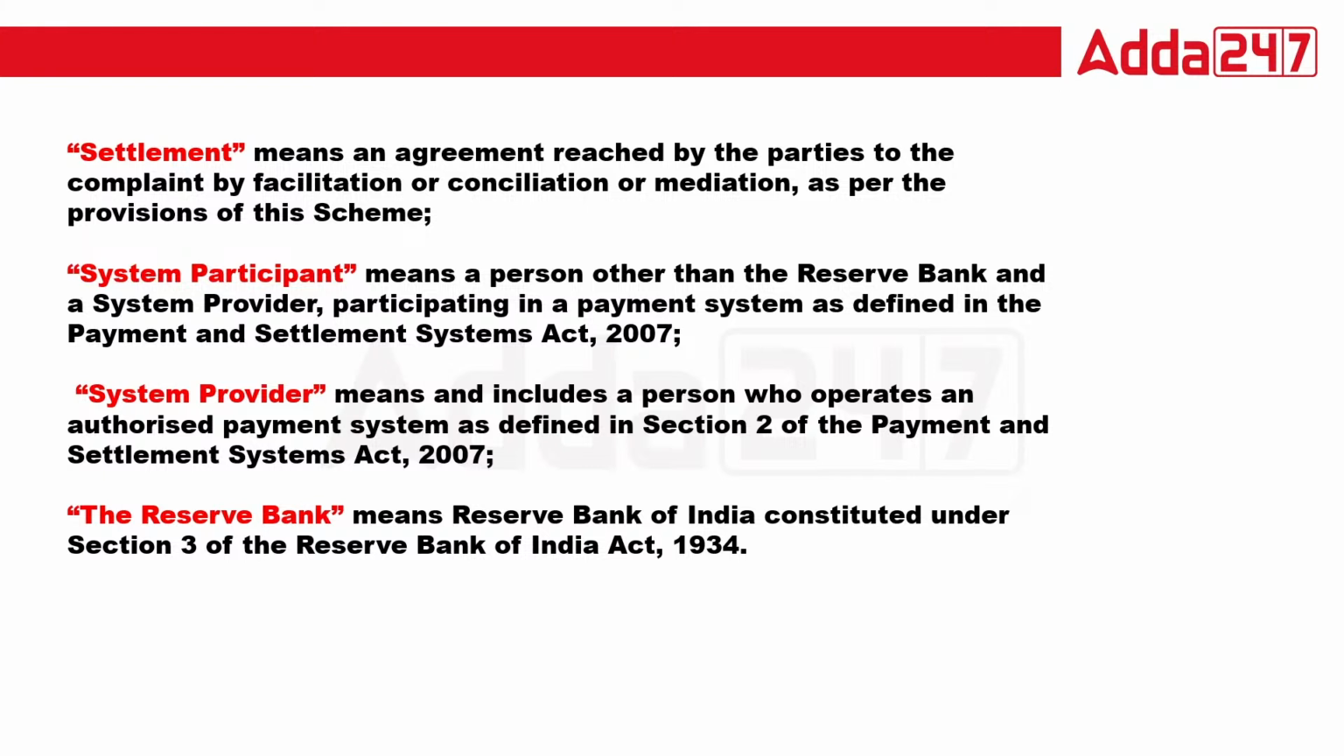Settlement is basically through facilitation, conciliation and mediation. System participant is a person other than the Reserve Bank and the system provider. System provider includes a person who operates an authorized payment system. Reserve Bank is given in the Reserve Bank of India Act, so that is not so important. You can just learn the word settlement.